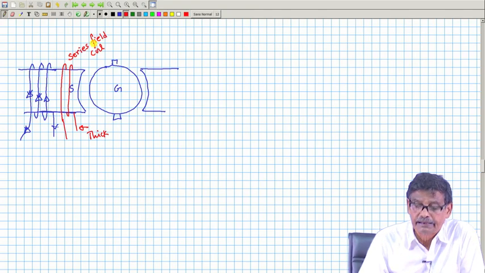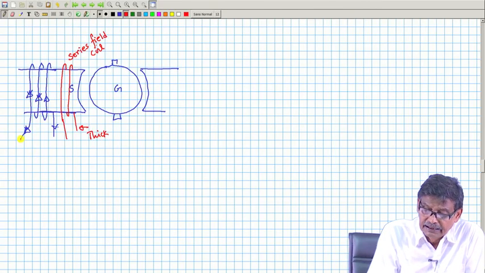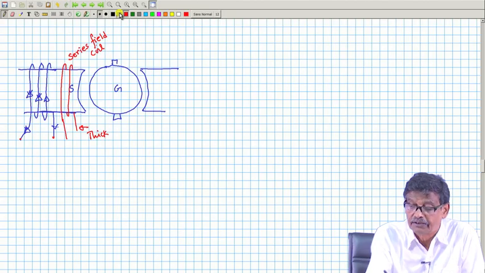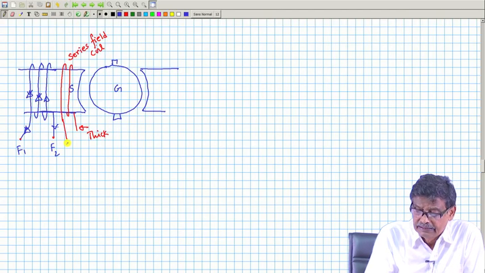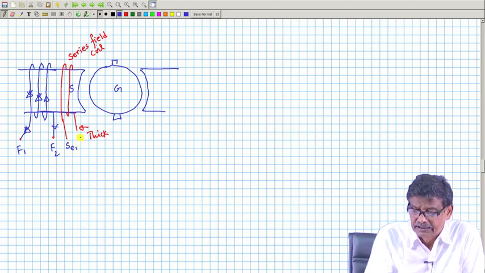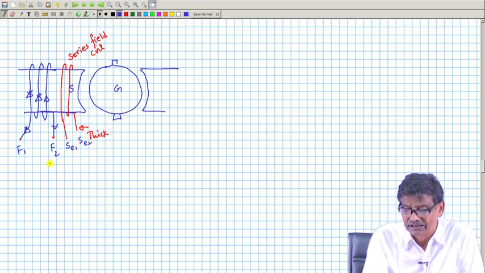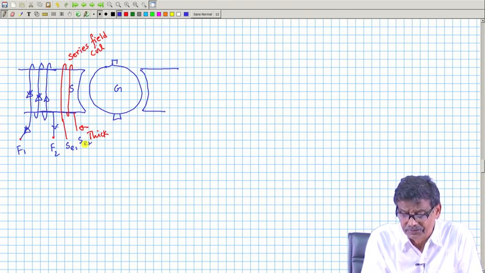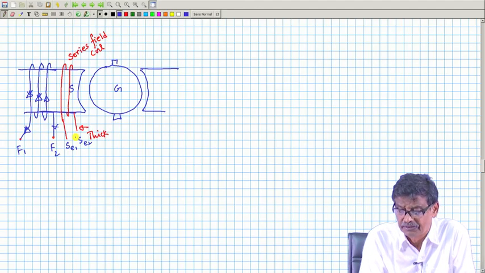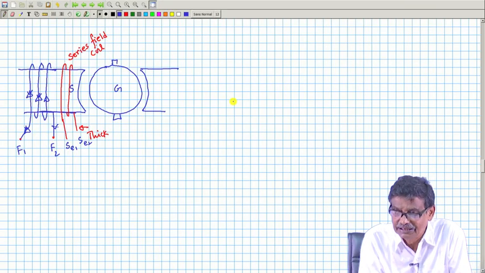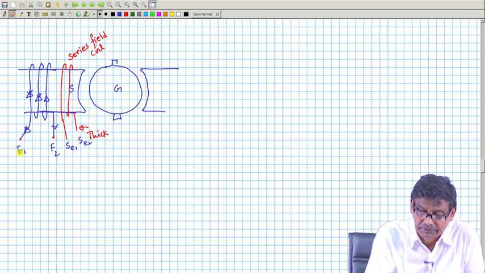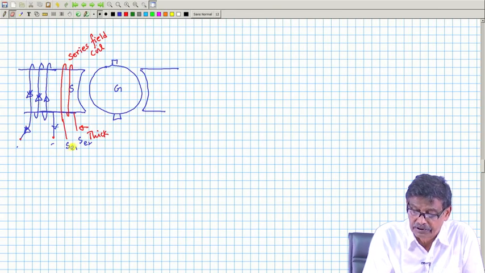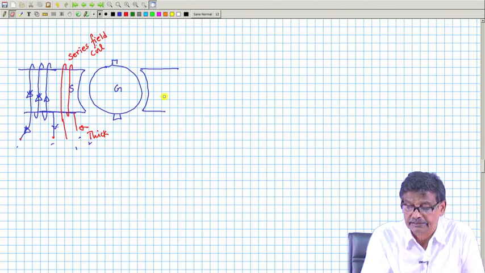I can connect it like this, and these are my field coils, original field coils F1, F2, and these will be marked as AC1, AC2. Of course, on the other poles also it will be like this. I should not write that these are the terminals of the field of the machine, the series field terminals. You have understood what I want to tell. These are the series.